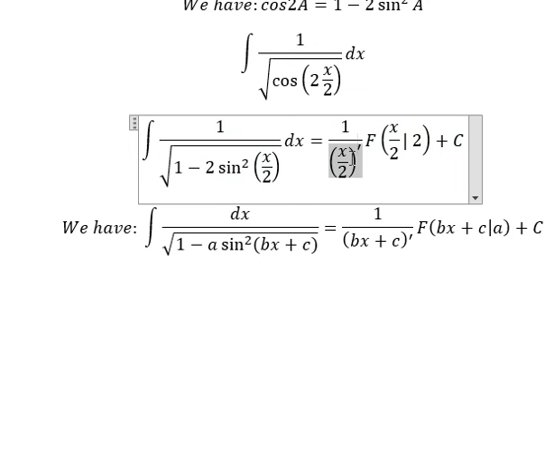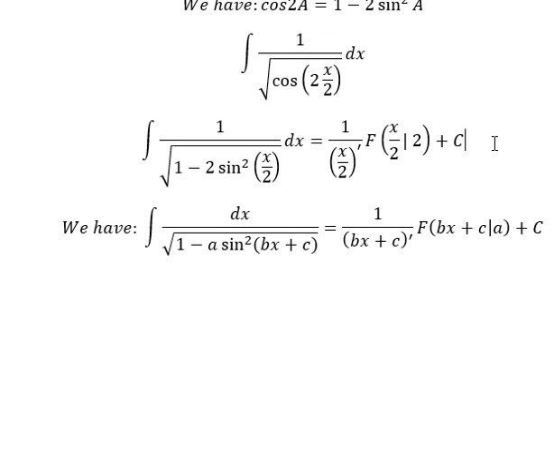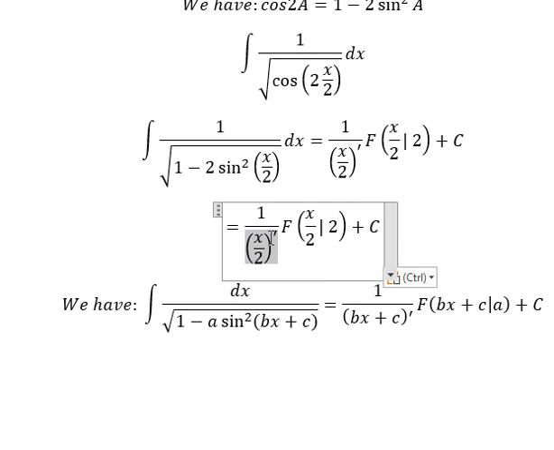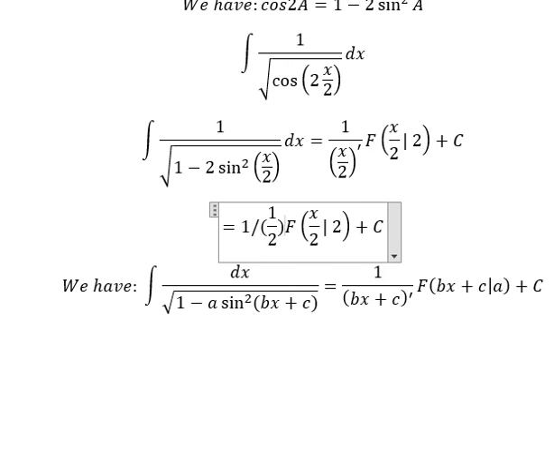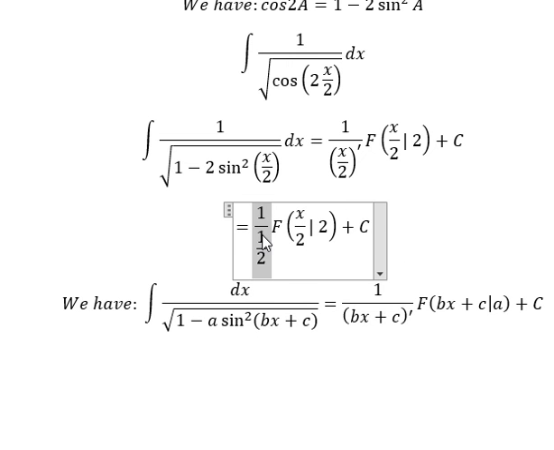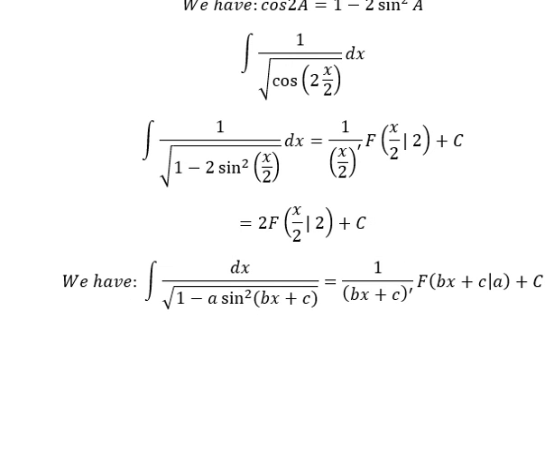So first derivative of this one, we have 1 over 2. And this one we have number 2. This is the end.